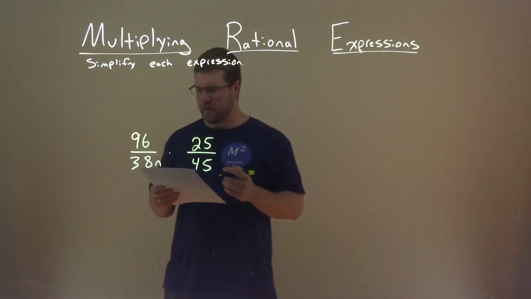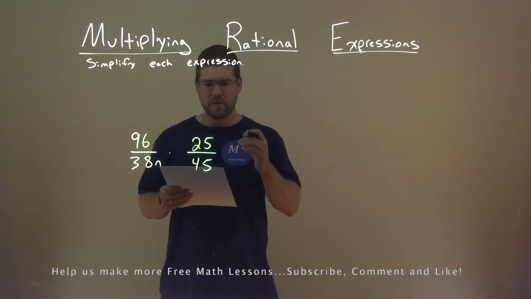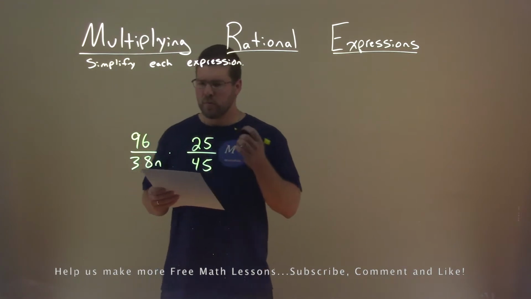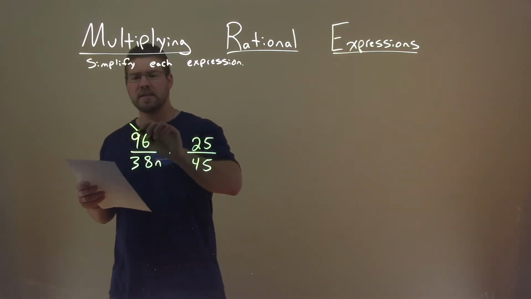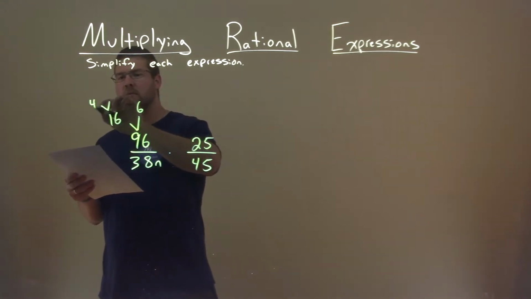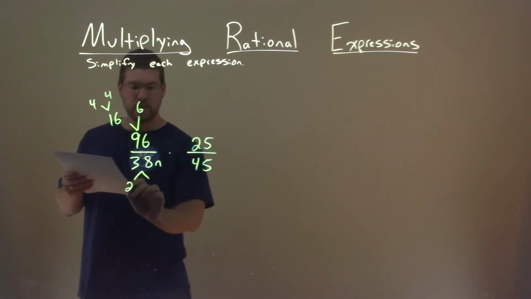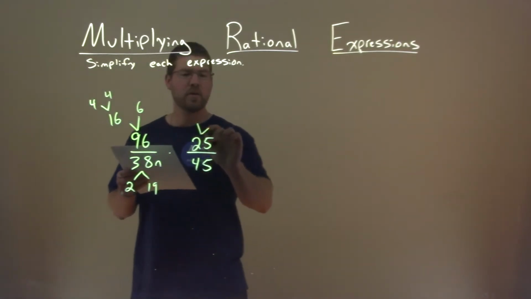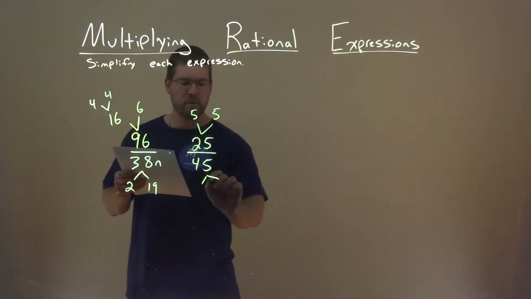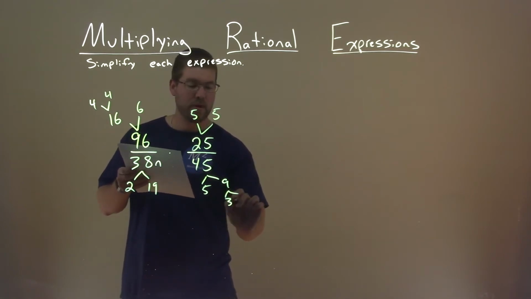We're given this problem right here, 96 divided by 38n times 25 divided by 45, and we want to simplify this expression. Well, let's break down what we know. 96 is 16 times 6, and 16 we know as 4 times 4. 38 is just 2 times 19, and 25 is 5 times 5. 45 is 5 times 9, and we know 9 is 3 times 3.